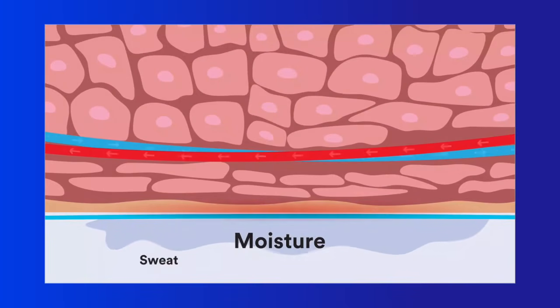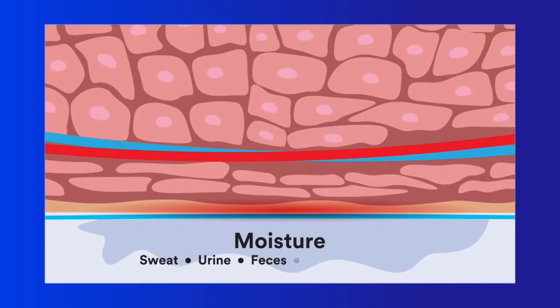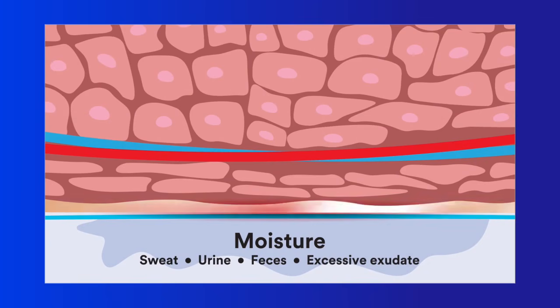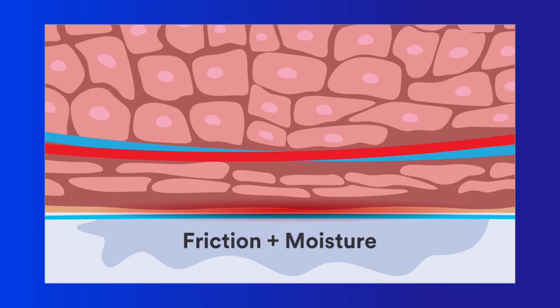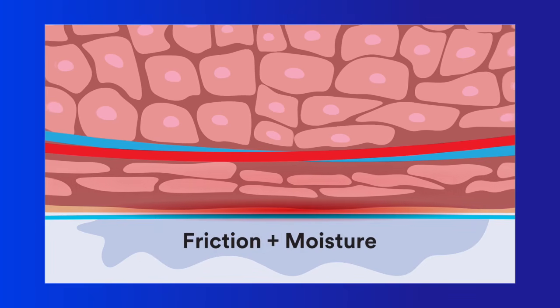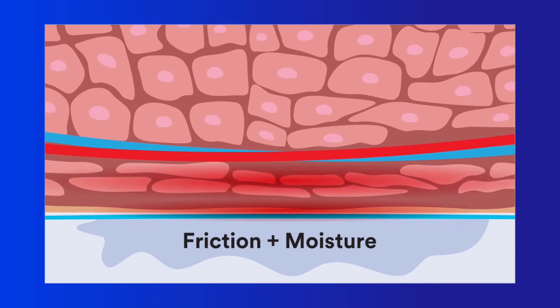Moisture, which may include sweat, urine, feces, or excessive wound exudate, is another component of pressure injury risk. When the skin is wet, the stratum corneum, or outermost layer of the skin, becomes weaker and more susceptible to damage. Moisture can also exacerbate the damage done by friction, as it creates more drag between the patient's skin and the fabric of their gown and bed sheets.